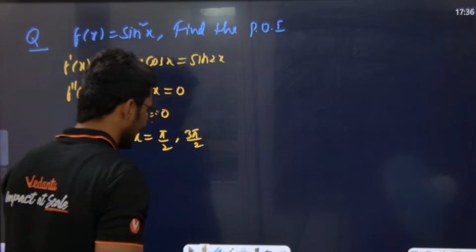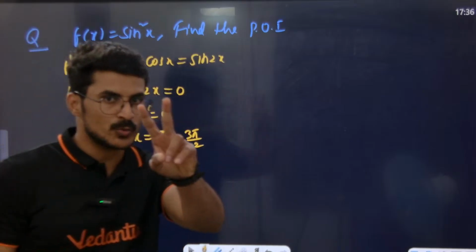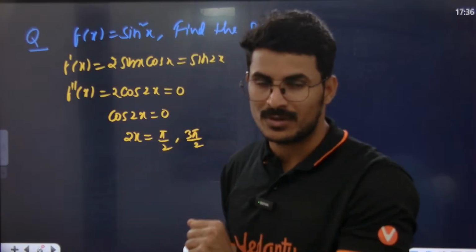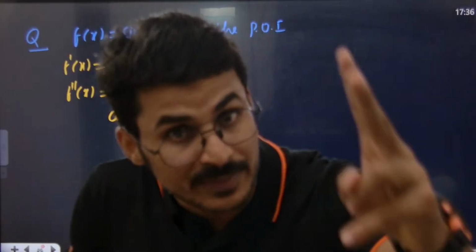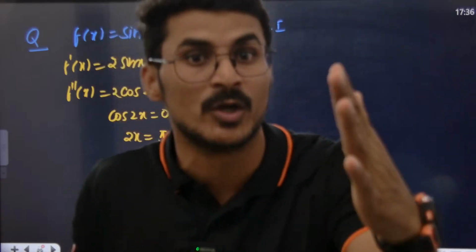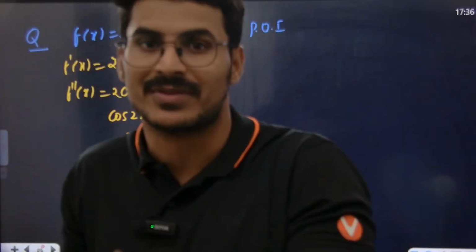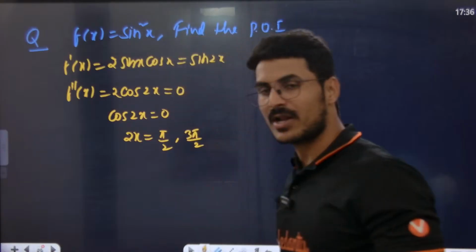Are you getting the point? Cos 2x will be 0 for pi by 2 and 3 pi by 2. Cos will be 0 for every odd multiple of 90. Cos pi by 2, cos 3 pi by 2, cos 5 pi by 2, cos 7 pi by 2. All the odd multiples of 90 will be 0. Correct?